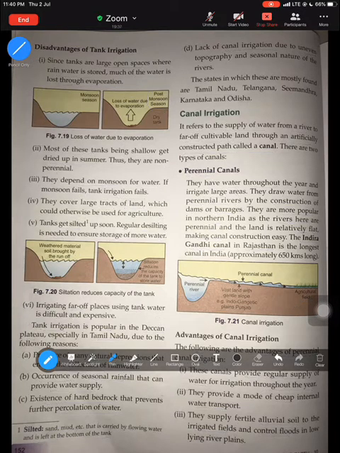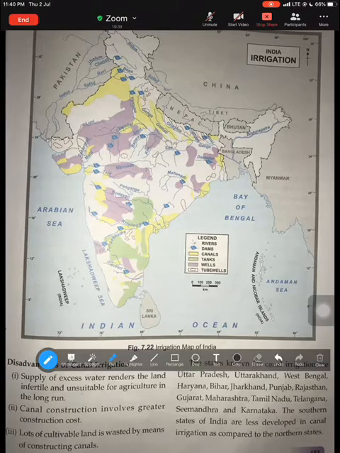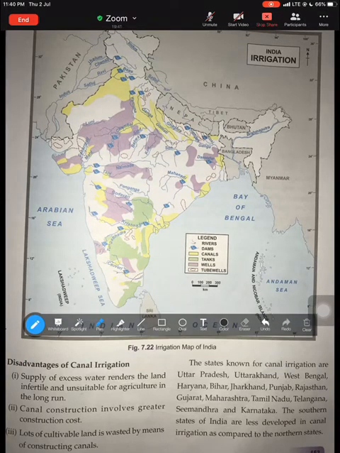So moving to the next. Disadvantages. What are the disadvantages of canal irrigation? The first is that supply of excess water renders, meaning makes, the land infertile and unsuitable for agriculture in the longer run. It's because there's no shortage of water, as it's a perennial canal with water throughout the year. Because the water is being provided throughout the year, this can make the land infertile because of runoff.